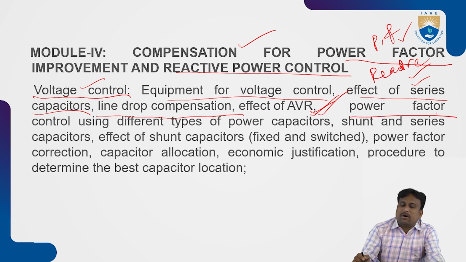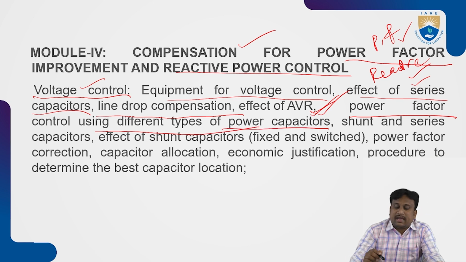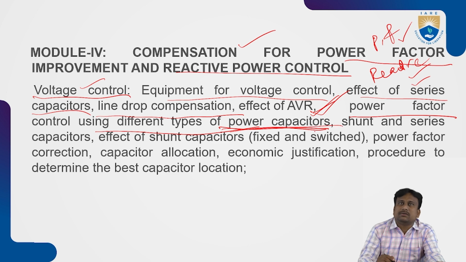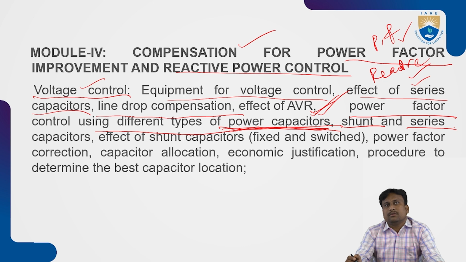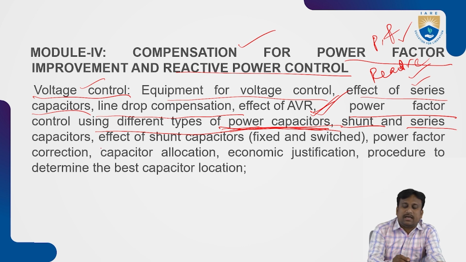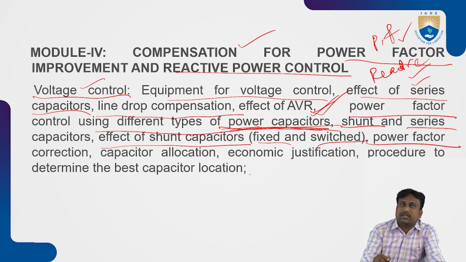Here power factor control is done by different types of power capacitors. They can exchange suitable amounts of voltage. The classification of power capacitors is shunt and series in nature. Here we will consider the effect of shunt capacitors. They will be fixed and switched in nature. And we will make a correction in the power factor.